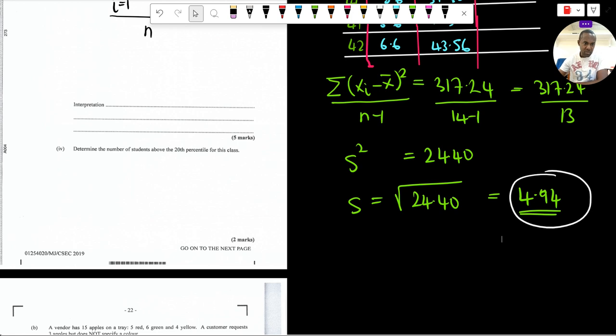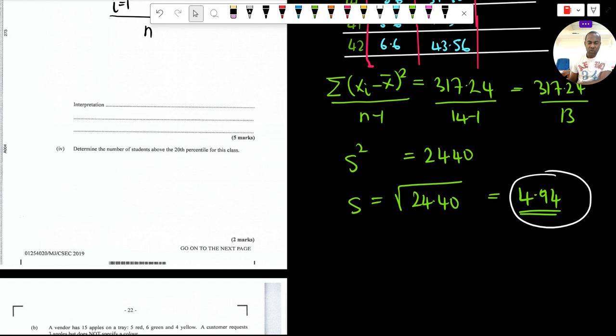Now, part 4 says determine the number of students above the 20th percentile for this class. Now, what exactly does this mean? What is a percentile? We should be able to relate percentile to percent. And of course, percent means out of 100. So when we speak about the percentile, 1 percentile is essentially dividing up the data into 100 equal parts. And so the 20th percentile is what we're interested in.